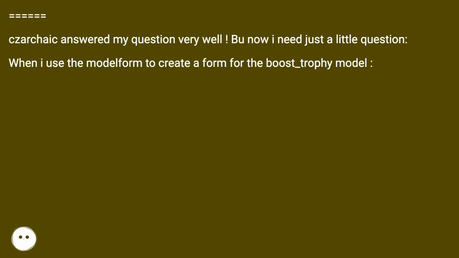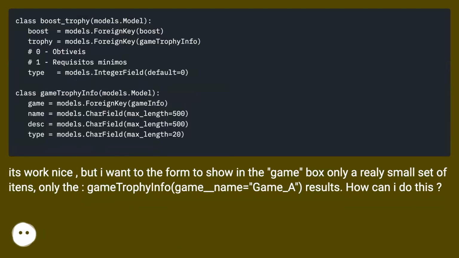Charshaic answered my question very well. Now I need just a little question. When I use the model form to create a form for the boost_trophy model, it works nice, but I wanted the form to show in the game box only a really small set of items, only the trophy info or game_name equals game_a results. How can I do this?